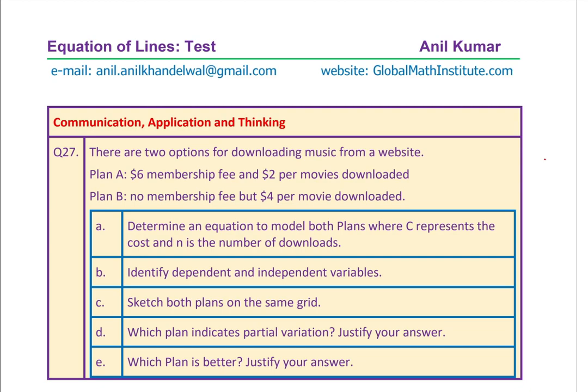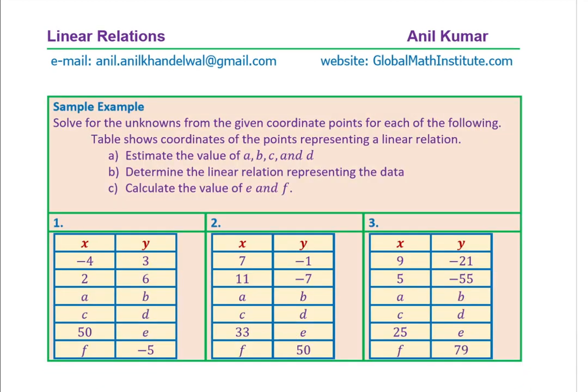Now, here is a very interesting question which is a bonus question for you. It says, solve for the unknowns from the given coordinate points for each of the following. Table shows coordinates of the points representing a linear relation. Estimate the value of A, B, C, and D. So we are given linear relations. You can check from these tables and the unknowns A, B, C, and D and E you need to figure out. Okay, so you should note that these numbers written for X are not sequential.